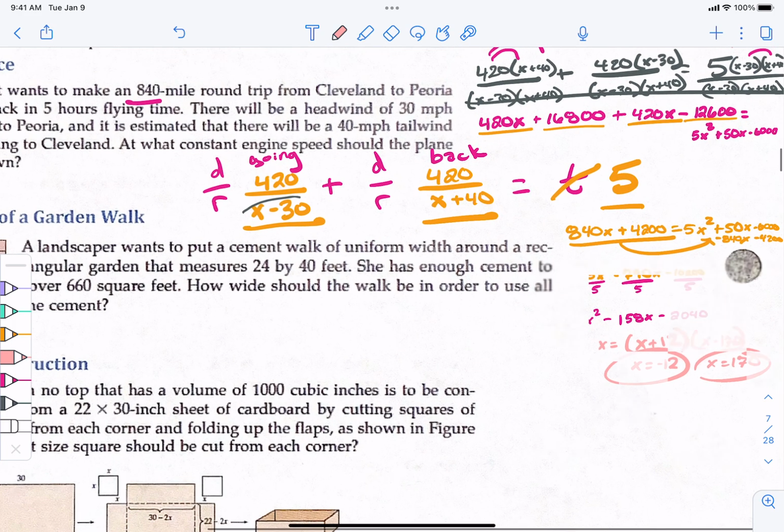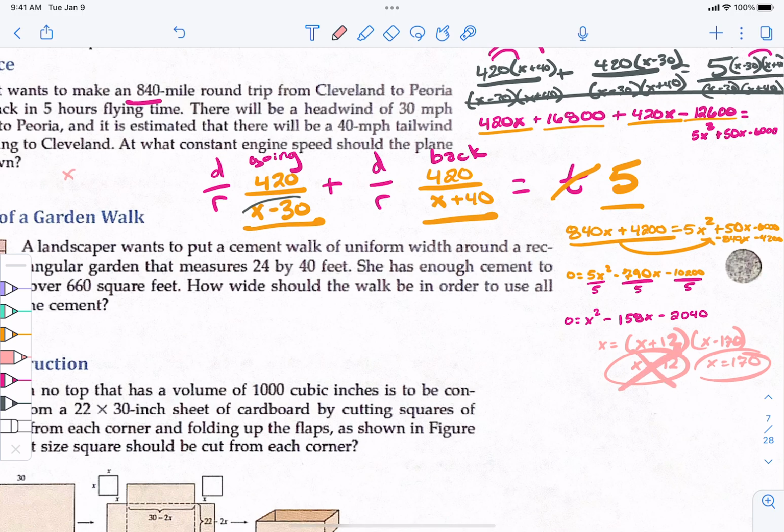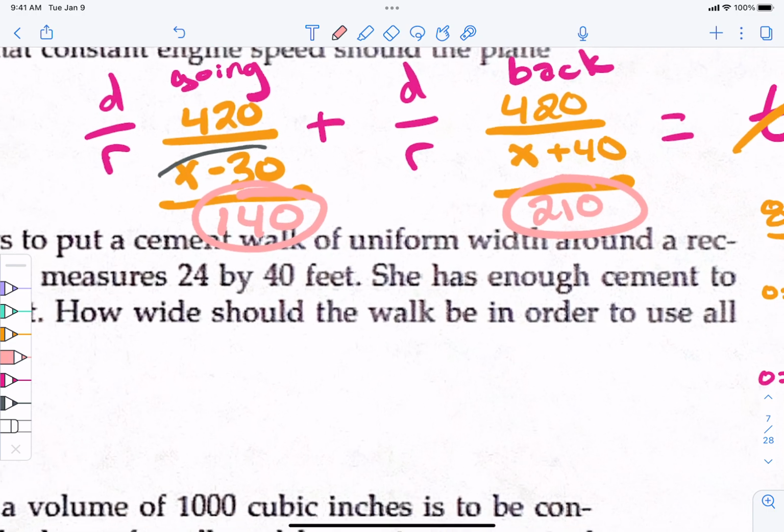What is x even representing? We're still on the plane trip. It's the constant engine speed that the plane should be set at, which is a really low speed. Are we falling out of the sky? But negative 12 is not an answer. X equals 170 means that going, it's going to actually feel like we're going 140, but coming back, we're going to feel like we're going 210, right? Because going toward the wind and against the wind.